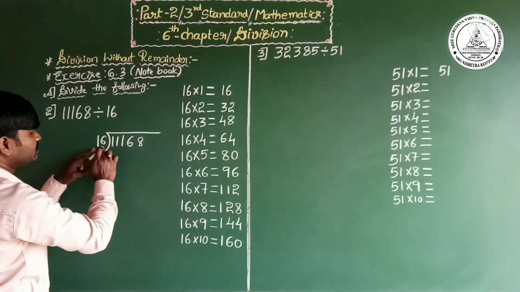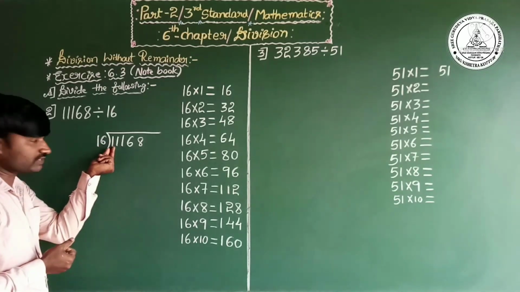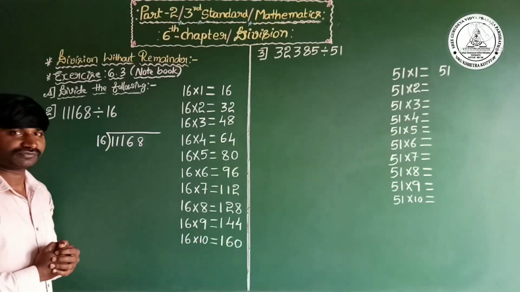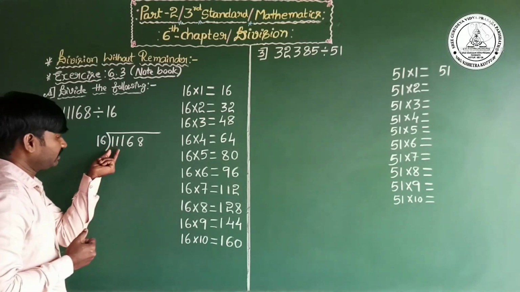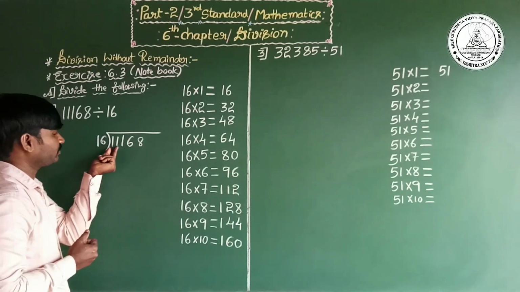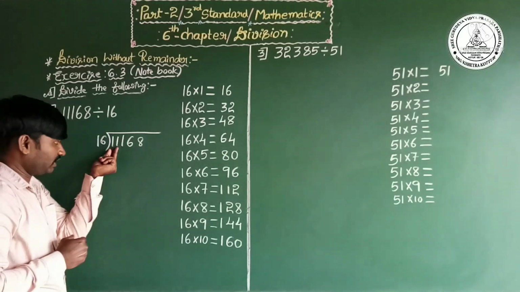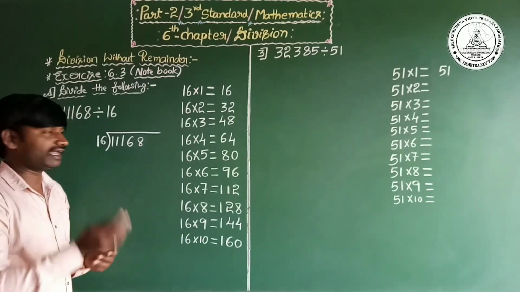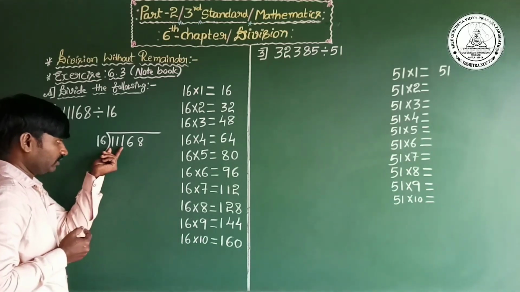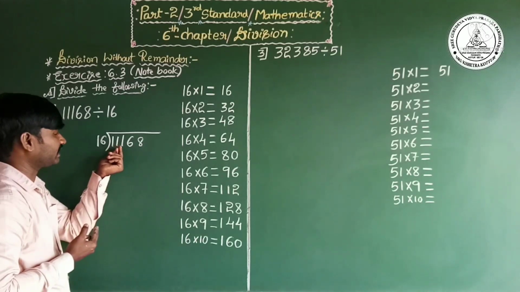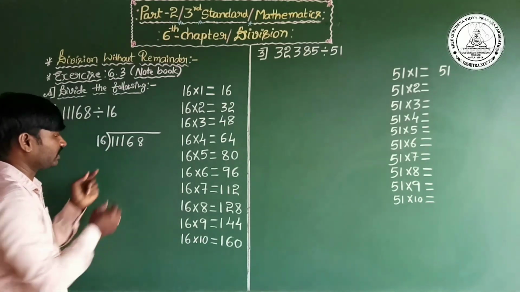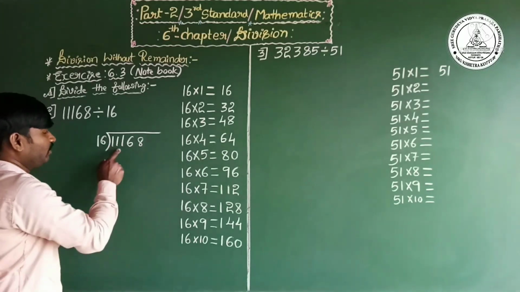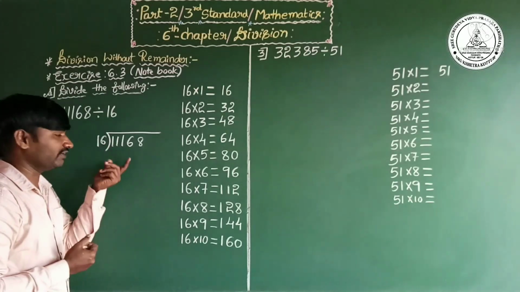Dear student, 16 how much? You take the first digit, that is not possible, because compared to 16, 1 is very small. So you take the second digit together, that is 11. Comparing 11 and 16, 11 is also smaller. So we go to the next step and take three digits together. 111 is more than 16, so division is possible here.